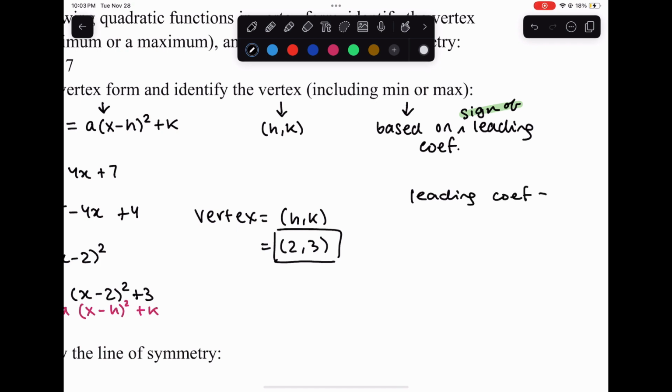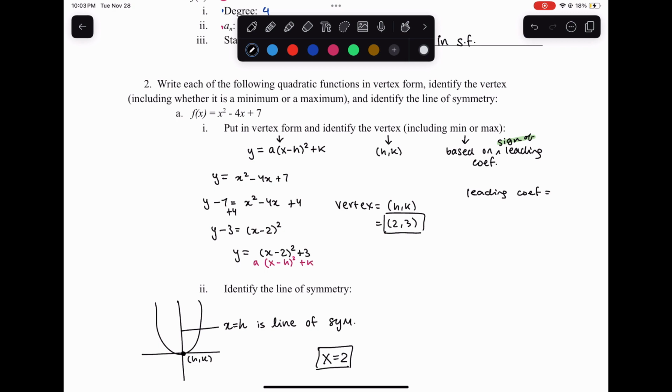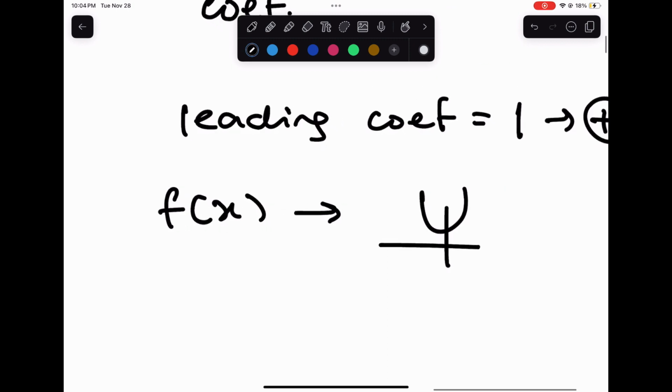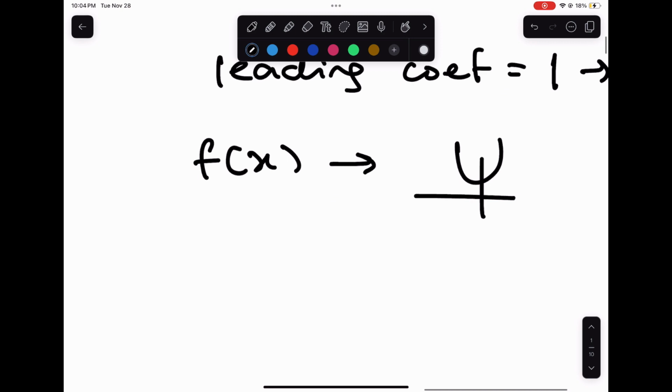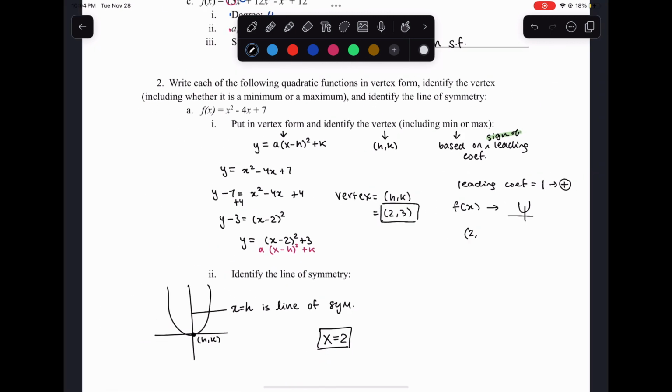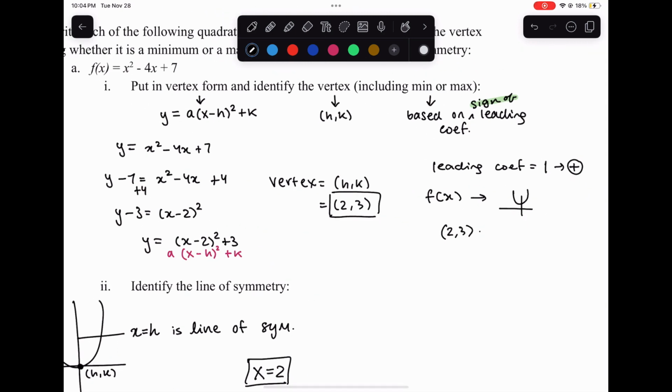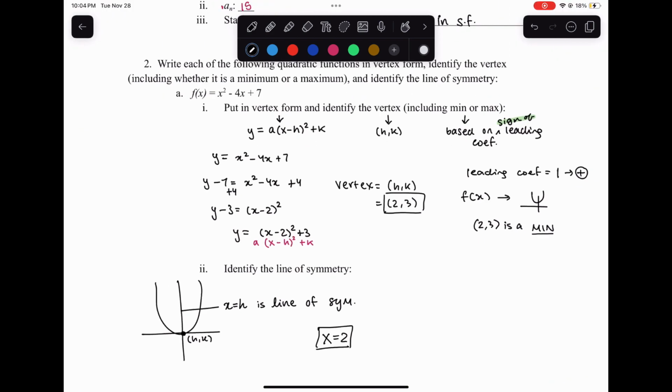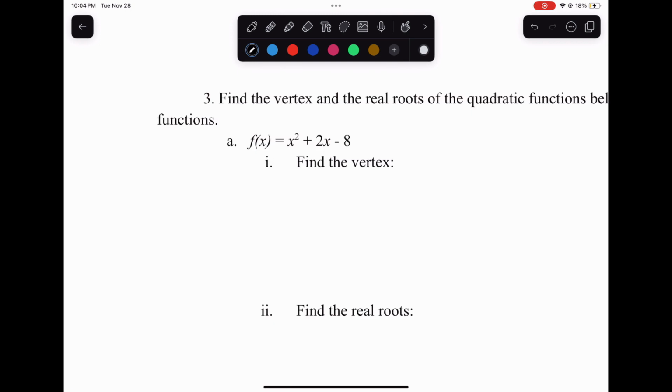So we can see here it's based on the sign of the leading coefficient. The leading coefficient here, I believe, is positive. Yeah, it's a positive 1, and that is going to result in the function having a minimum. So f of x would look something like that, and the minimum would be 2, 3.